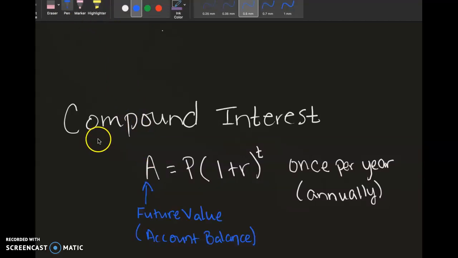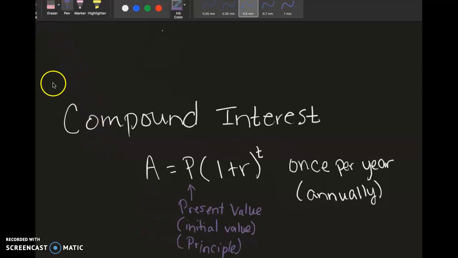A stands for the future value. I like to think of it as the account balance. So once the interest is being added back into the account, what is the account balance? So what will the account be worth? P is the present value, which I like to think of as the initial value. How much did you initially invest? If you're talking about borrowing a loan, how much did you initially borrow? Or whatever you were buying, what was it initially worth? It's also called the principal.